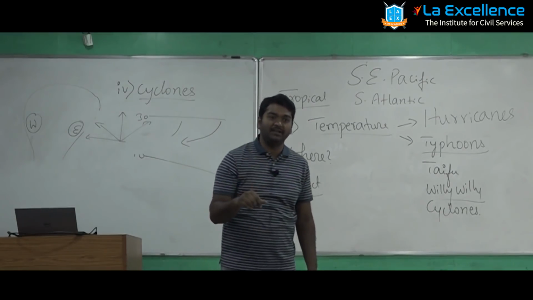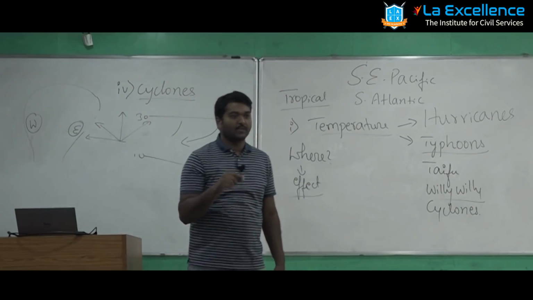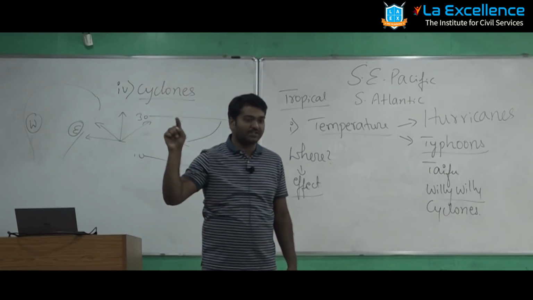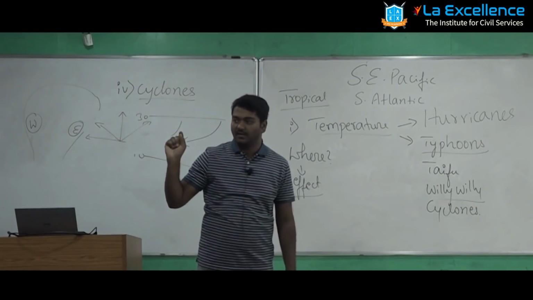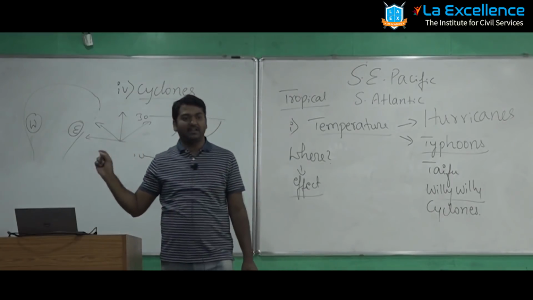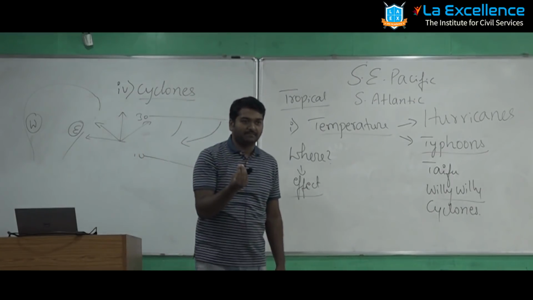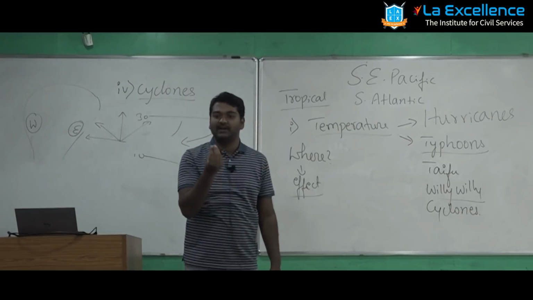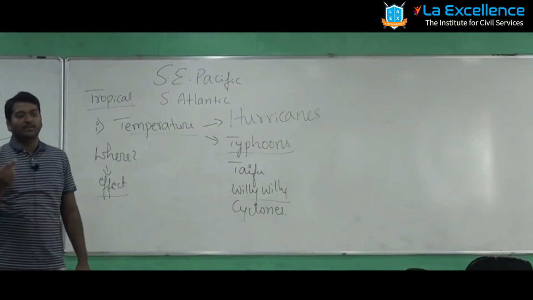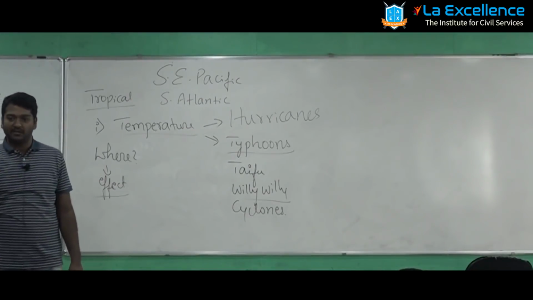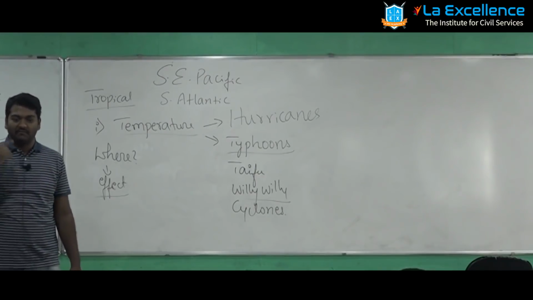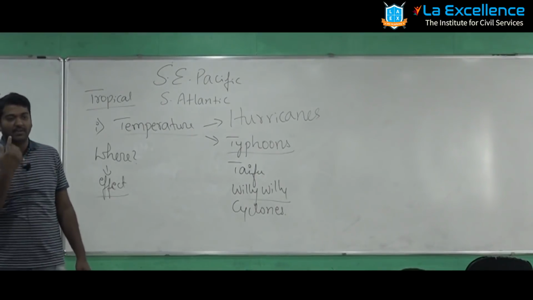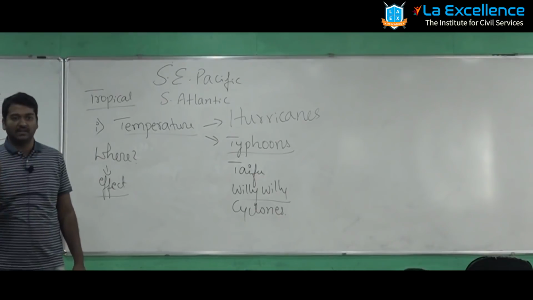Where do they usually meet? Subpolar low pressure area. Correct? Subpolar low pressure area, where air masses meet. Whenever the air masses meet, what is going to happen? All fronts need not be cyclones. Yes, whenever the difference is more, then only it leads to cyclones.